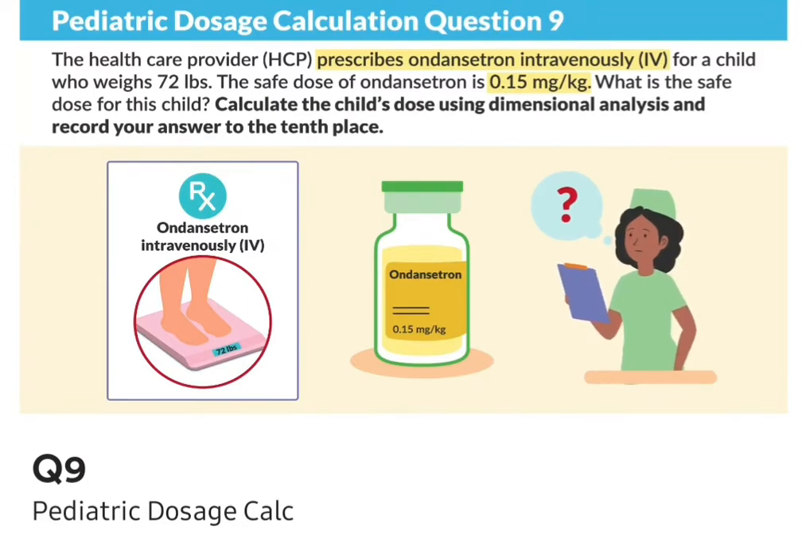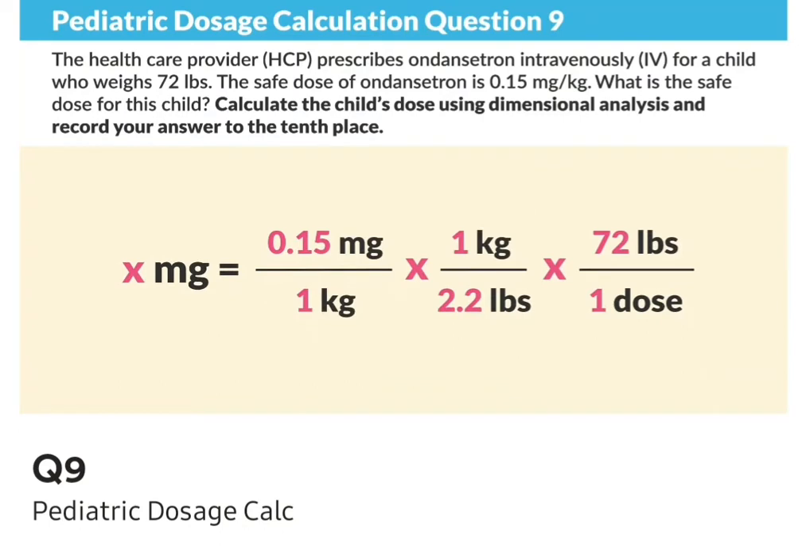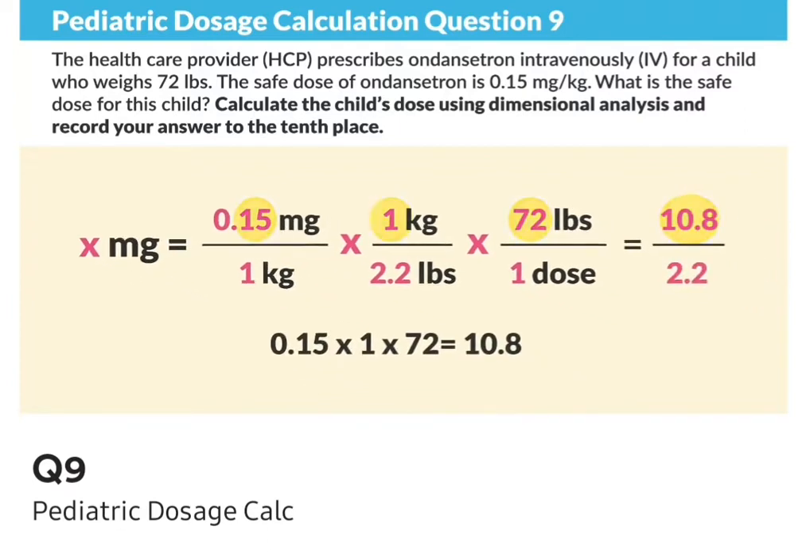So as usual, we're just taking that first number here, and we're solving for that. So let's set it up. We're solving for X milligrams. So taking that first number, 0.15, we're putting 0.15 milligrams on top over 1 kilogram. And as usual, 1 kilogram over 2.2 pounds. And our very last one is the client's weight, 72 pounds. Now it's asking for one dose, so we put the number 1. Now that all the targets are set up, let's multiply across the top and multiply across on the bottom.